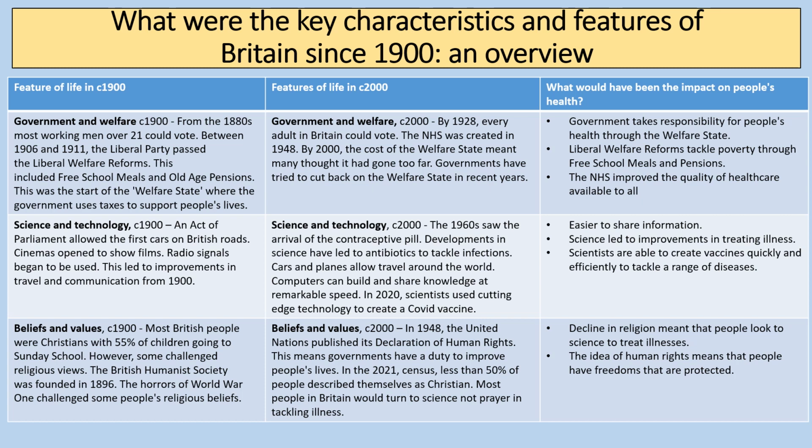During the 20th century, in 1948, the United Nations published its Declaration of Human Rights, and that means governments have a duty to improve people's lives. In the 2021 census, less than 50% of people describe themselves as Christian. Most people in Britain would turn to science, not prayer, in tackling illness. So a decline in religion meant people looked to science to treat illnesses, and the idea of human rights means that people have freedoms that are protected.